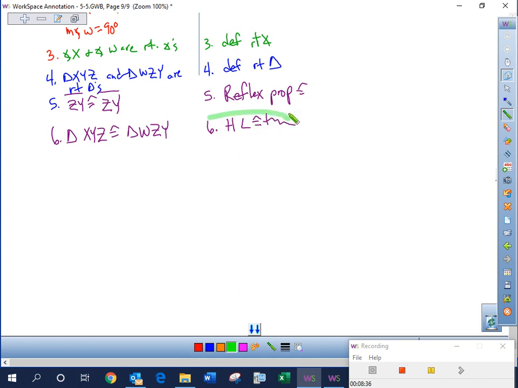So if you ever do hypotenuse leg in a proof, lots of info needed. Let us know if you have any questions. Have a good one, guys.